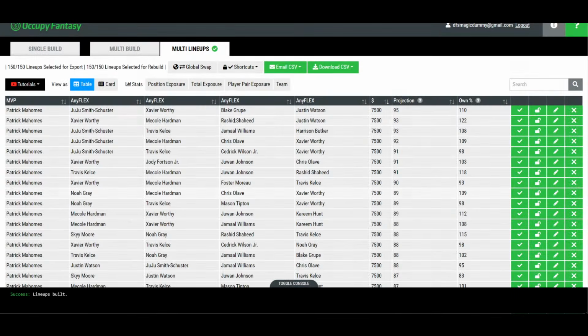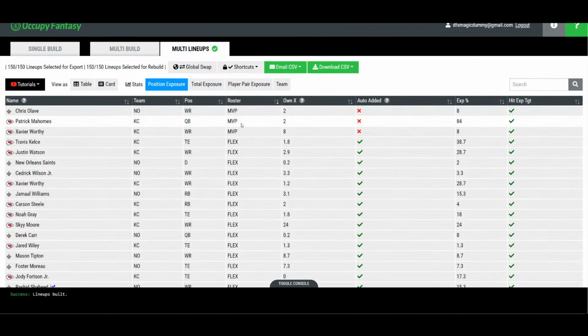Cool. Now we look at our position exposure. We got an MVP. We have 2 times the field on Olave, 2 times the field on Mahomes, 8 times on Worthy. We are leveraged at MVP. We only have 3, but it still works. So that's how we do that.